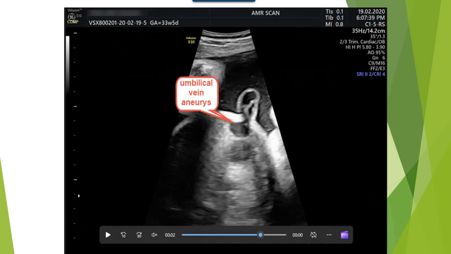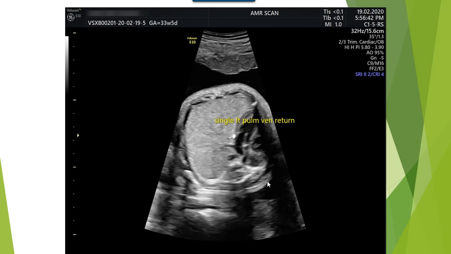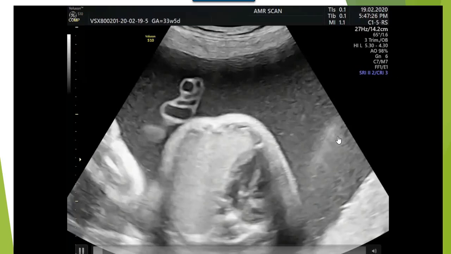Here was also noted an umbilical vein aneurysm. It may be called also umbilical vein varix, with a single left pulmonary artery and a single left pulmonary venous return from the left lung. And here are our cine loops.